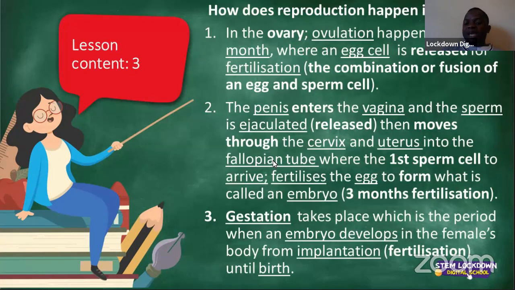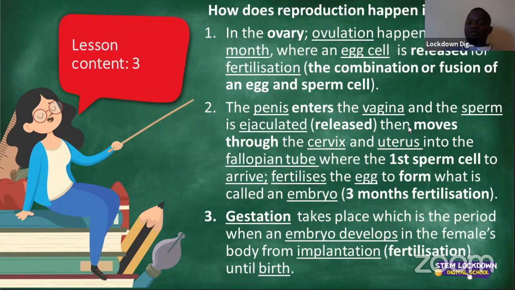Now that sperm will then be released into what we call the vagina. When that happens, ladies and gentlemen, we find that through the cervix, the sperm is going to enter the uterus, and then go through the fallopian tubes. So there are so many sperm released through the mating activity, but only one sperm is actually going to fertilize the one egg.